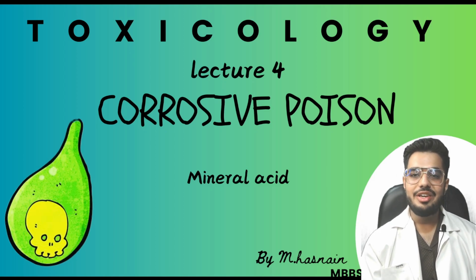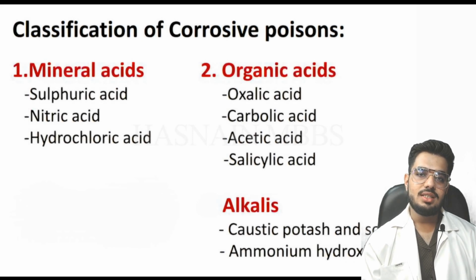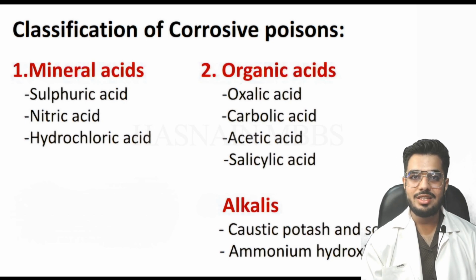In this video lecture, we're going to study corrosive poison. Before we start, I want you all to recall what we studied in our first video lecture. In our first video lecture, we classified poison into various categories and groups. One was corrosive poison. We classified corrosive poison into three groups. First was acid, another one was alkali, and the third one was metallic salt. We further classified acid into inorganic and organic. Inorganic acids are also known as mineral acids. Examples are sulfuric, nitric, and hydrochloric acid.